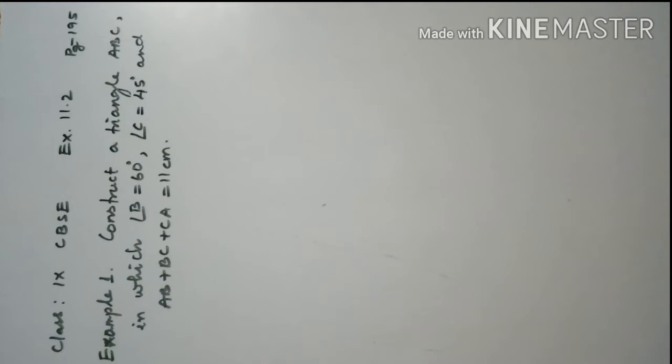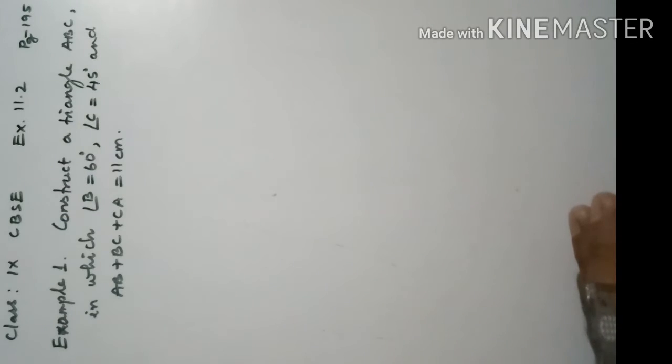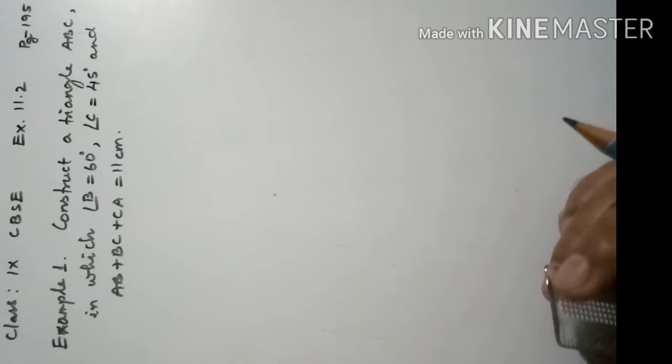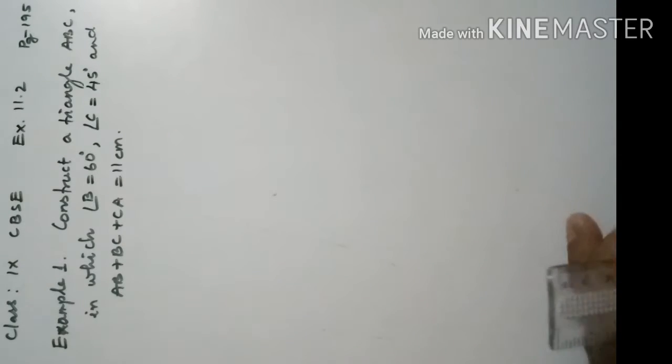So what are the basic things you must know here? Perimeter, how to construct the angle, and how to draw the angle bisector. These 3 things you must know. Okay, let us start now.